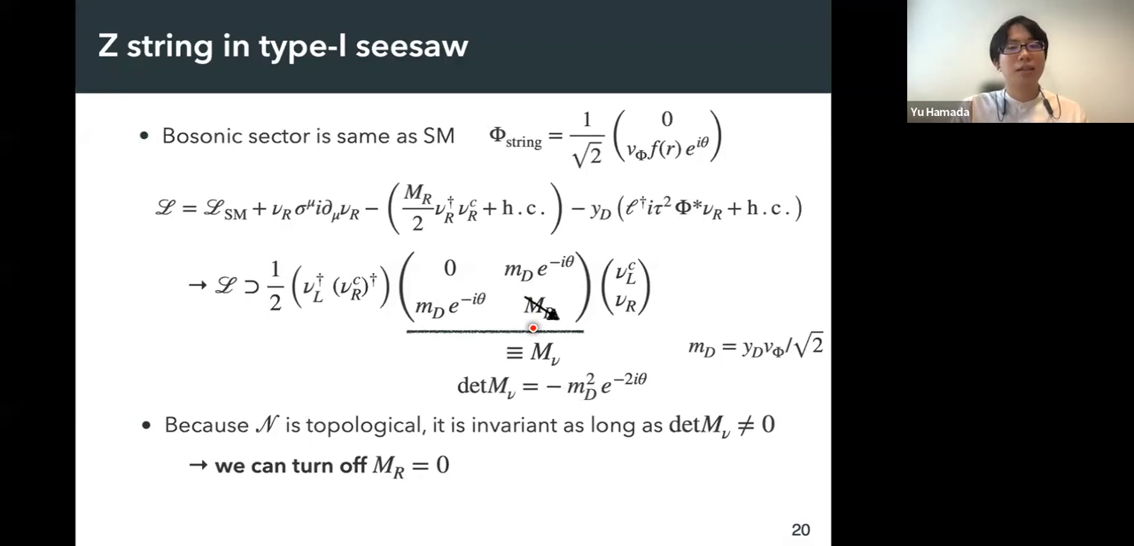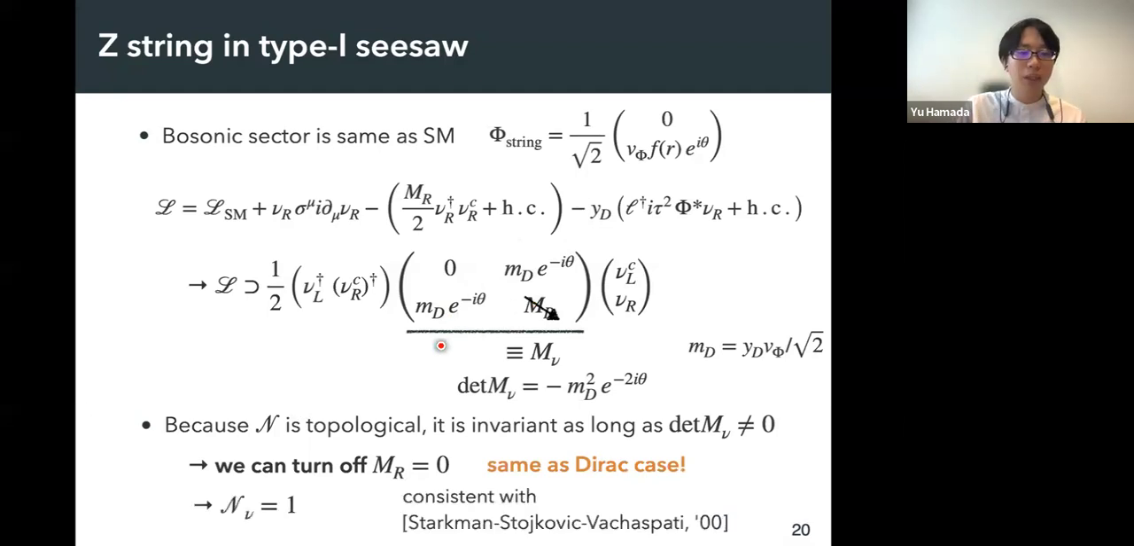So let's turn this off here. Then we can see that this setup is the same as the Dirac case, because there is no Majorana mass here. So this is just Dirac mass. This is completely the same as the Dirac fermion coupled to the string background. In the end, we have the same quantity as the Dirac fermion.